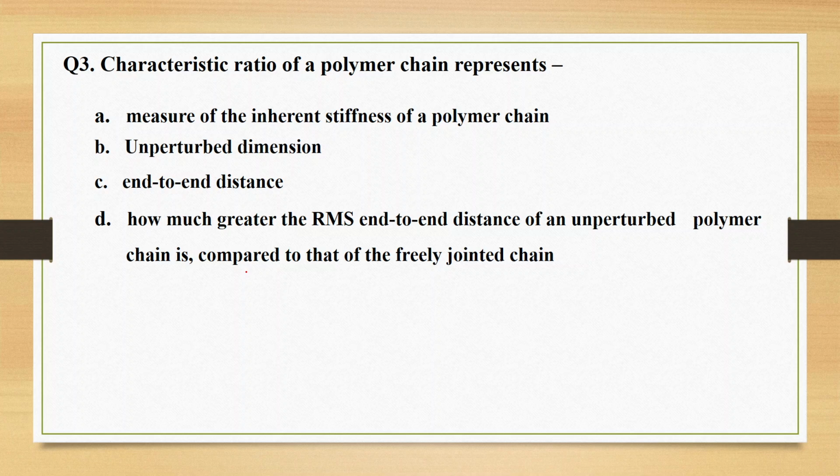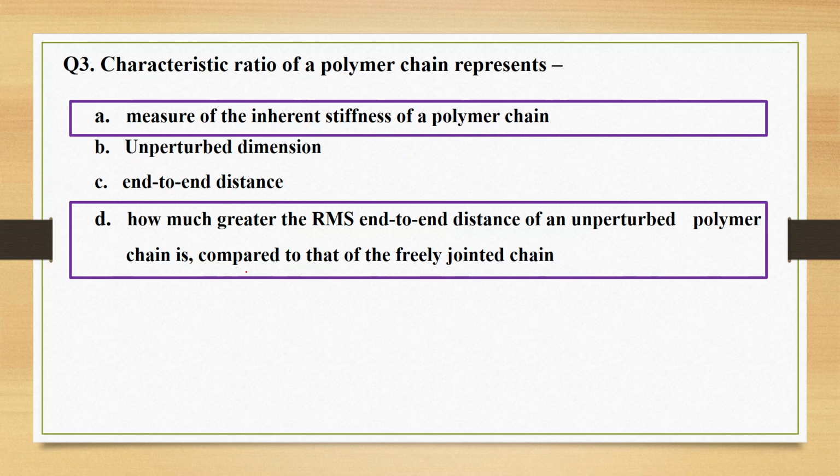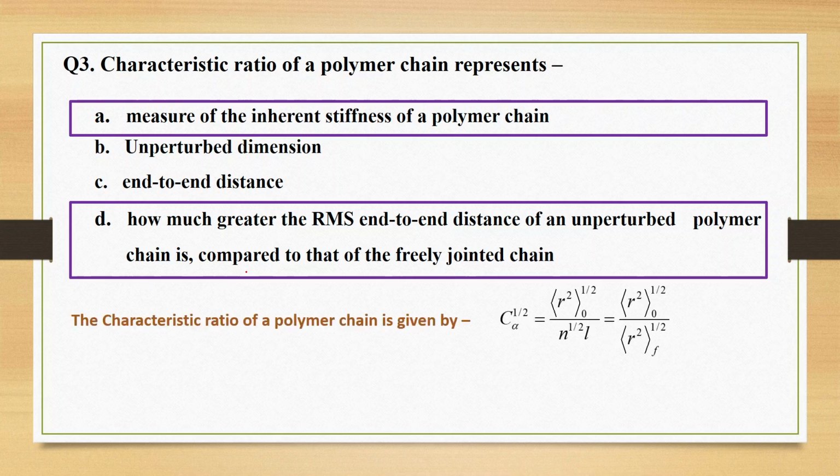So the correct answer, only one person has given the correct answer, out of all of you. Even though the others who said D, they are not fully correct. It was an MSQ type of question, right? So both the options A and D are correct. Why? This is the characteristic ratio of a polymer chain, where this is the definition.